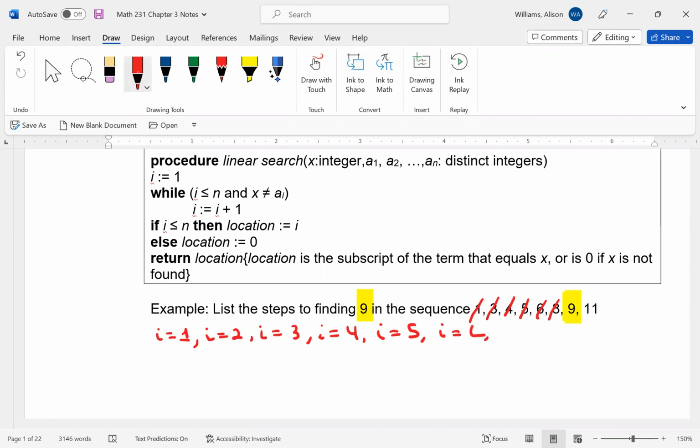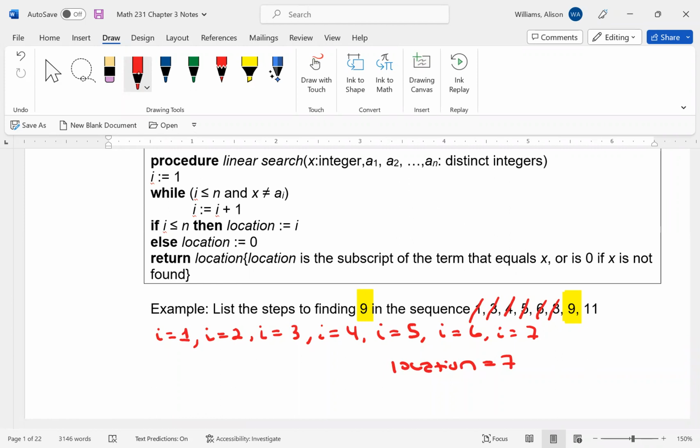But once I hit the 7th term, now I'm there. I go, oh, yes, as a computer, I see they match. Therefore, the location is 7. So I'm sending back the location of which number it is on the list, which place in the sequence of numbers it is. So it's the 7th place.